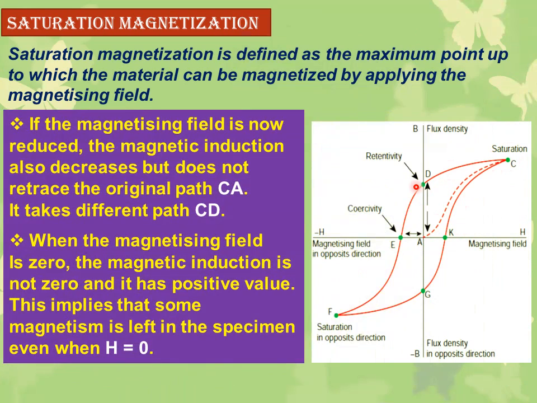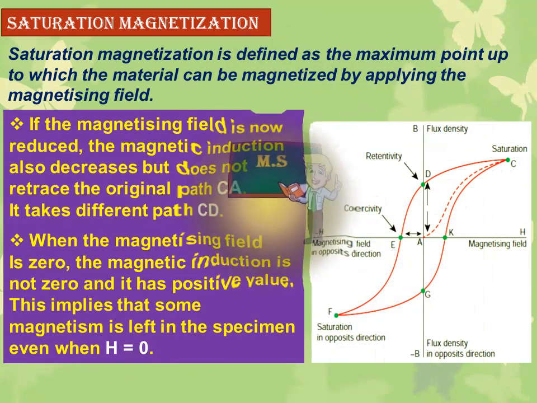When the magnetizing field is 0, the magnetic induction is not 0 and it has a positive value. This implies that some magnetism is left in the specimen even when H is equal to 0. Even when the magnetizing field is zero, there is some magnetic induction in the material.